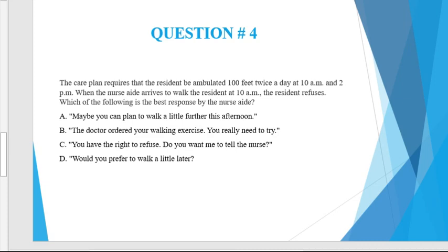I know so many people will say, you have the right to refuse, do you want me to tell the nurse? That is minus one tick for you for the day. But I think the best thing to do is offer that patient another time. Try to find out why she refused. Maybe it's too early for her, maybe after breakfast she was so tired. So D will be the best option.